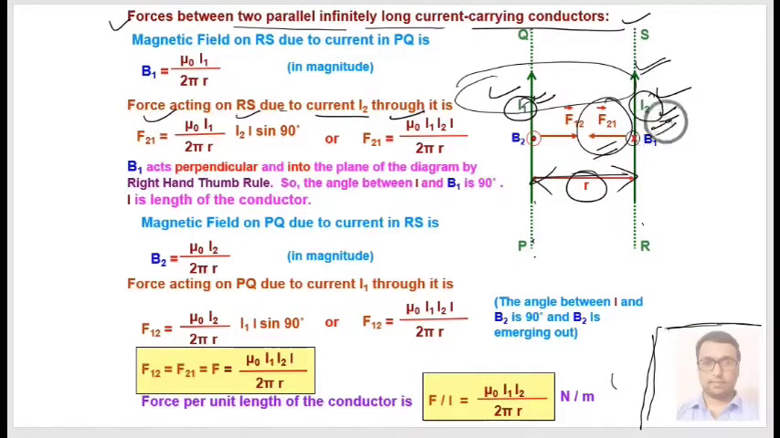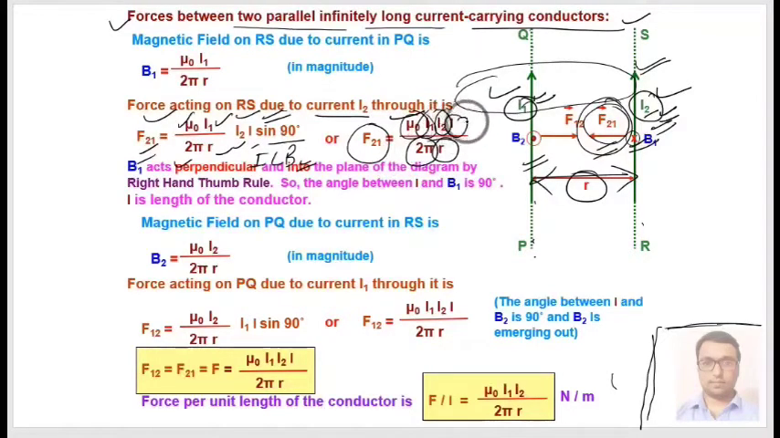Why? Because it is carrying some current I2 and it is placed in the magnetic field of the other wire, so it will experience some force F21, and that F21 will be given by mu naught upon 2 pi, I1 upon r, times I2 L sin 90, or you can say this is nothing but your I L B formula. So from here, if you resolve this, you will get F21 equal to mu naught upon 2 pi, I1 I2 upon r, multiplied by L.